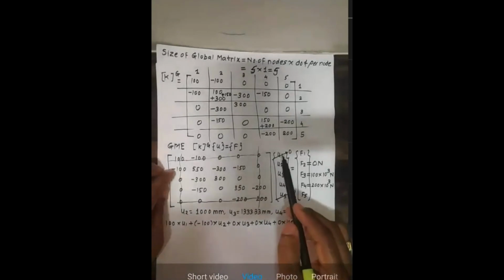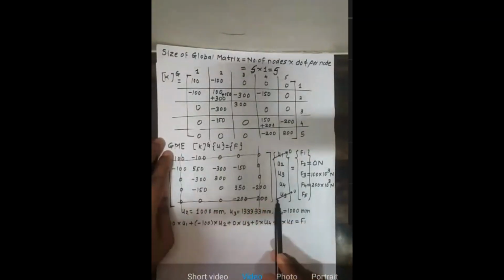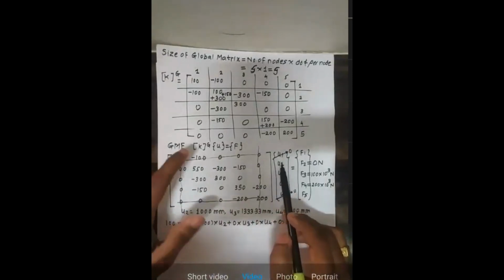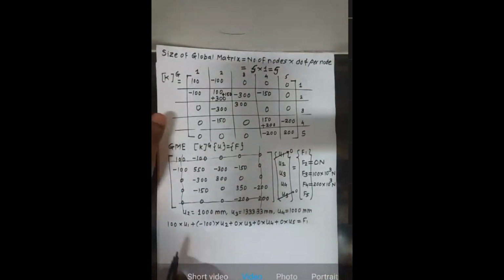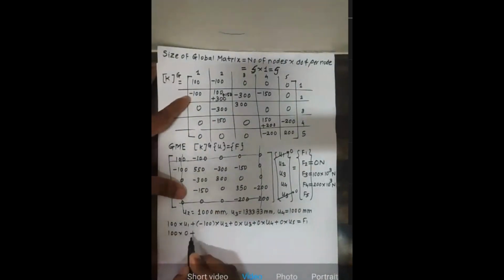You need to do element to element multiplication: this into this plus this into this, plus this into this, plus this into this and this into this, right? So this is what is written. Now put the values: 100 into U1, which is a 0 value, plus minus 100 into U2. We have calculated U2 as 1,000. The others are 0. So it is equal to F1.